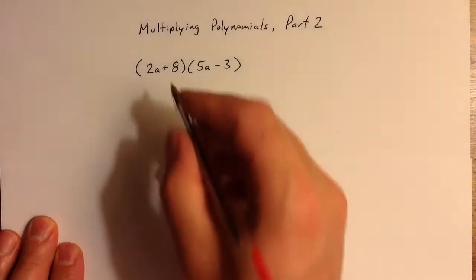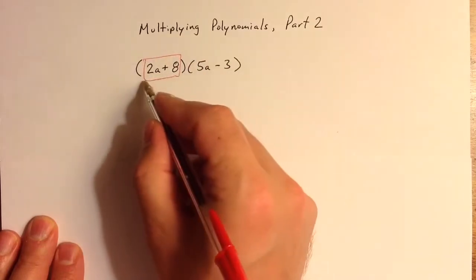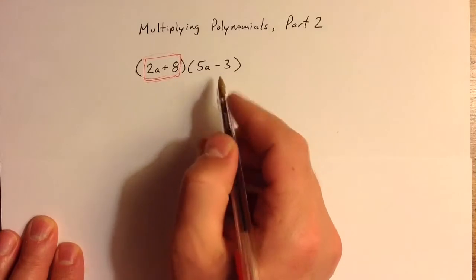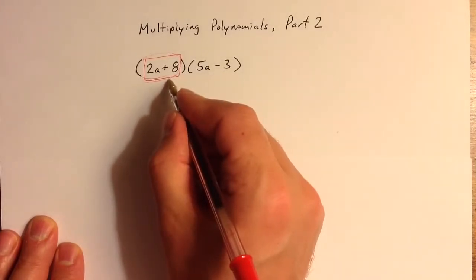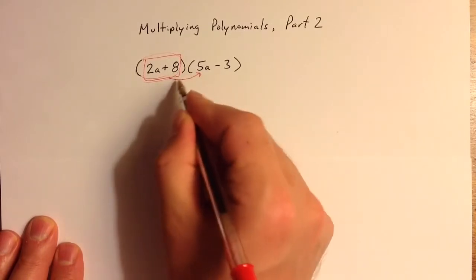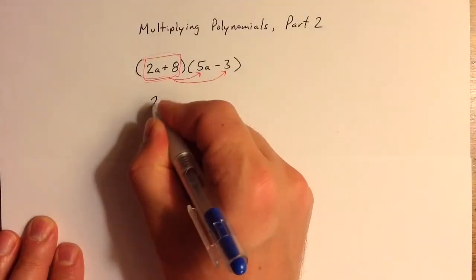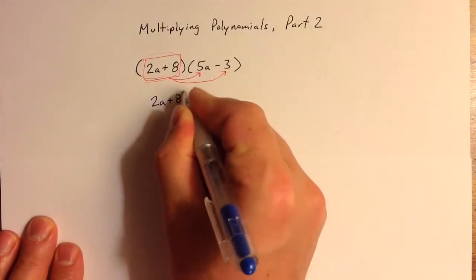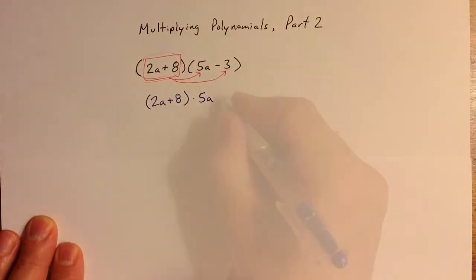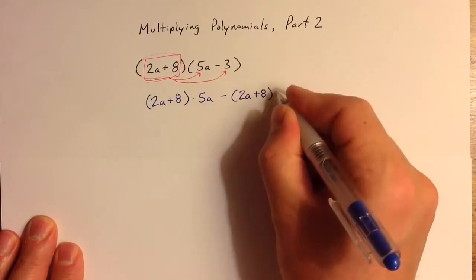We saw in part 1 that distributing a factor across terms is something that we can do, and I can think of either of these as a factor multiplied with the other. So I can distribute, for example, 2a plus 8. I can distribute that to each of the terms in the other polynomial. So I get 2a plus 8, I want to keep it in parentheses for a moment, multiplied by 5a, and then minus 2a plus 8 times 3.